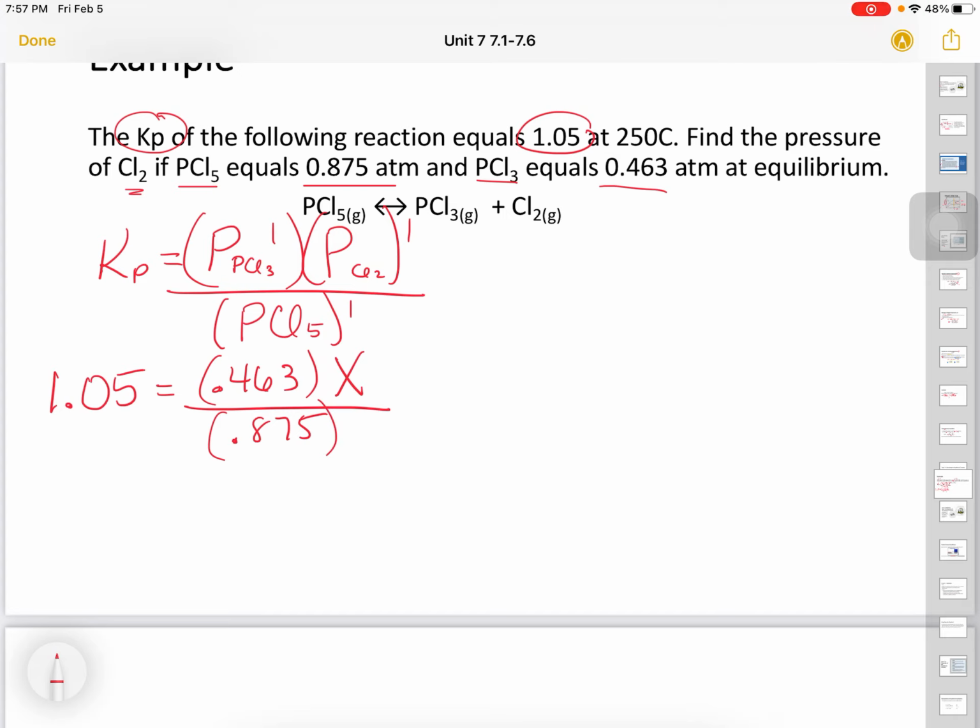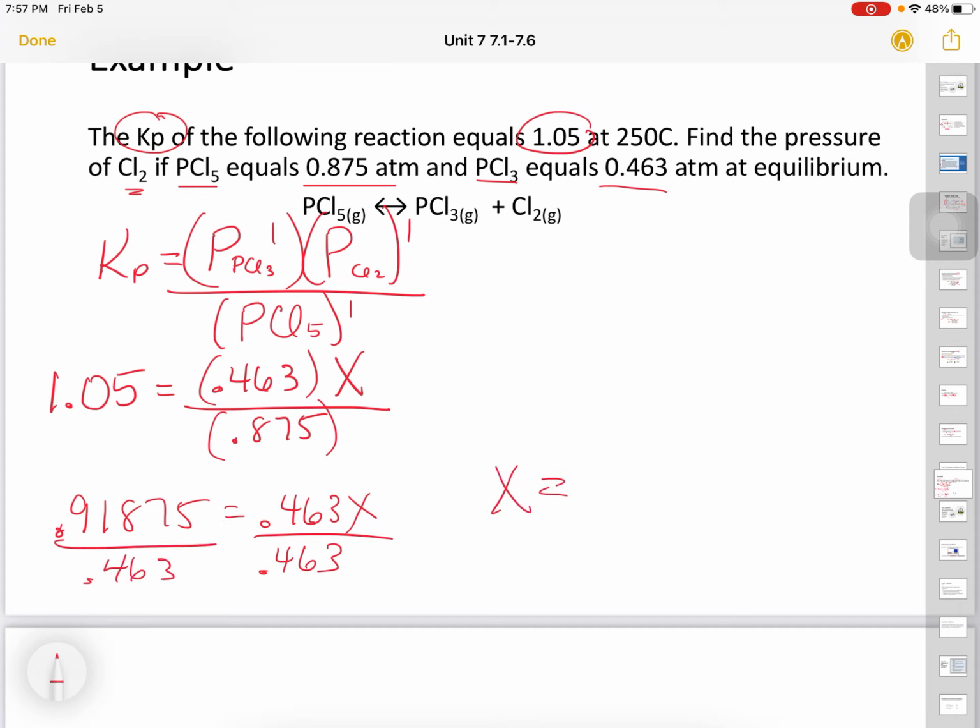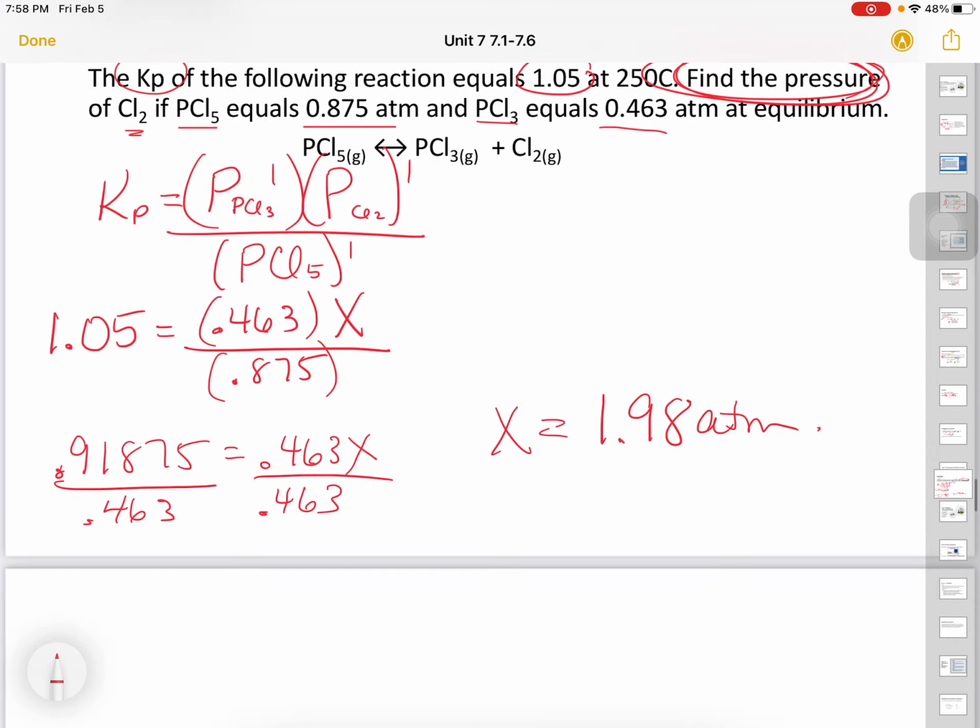I'm just going to cross multiply because I'm crazy like that. 1.05 times 0.875 is equal to 0.91875. That's equal to 0.463x. Divide by 0.463 on both sides. X is equal to 0.91875 divided by 0.463, so that is 1.98. Now we can give that a unit because it's asking us to find the pressure, so that would be atmospheres. It's just algebra.